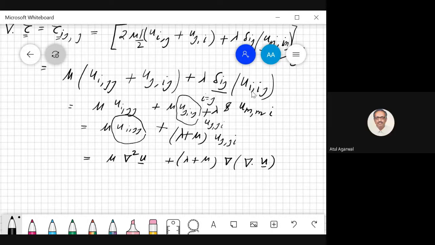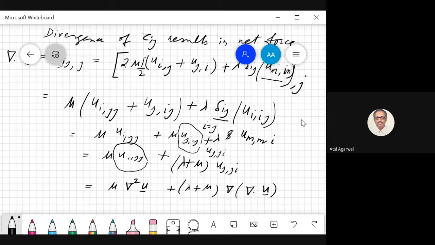From where you want the change? Look, i is a dummy index. You can call it m instead of i. And this delta ij, I have replaced delta ij into j. So one has to get knocked out. So I equated i equal to j and replaced j with i. Okay, sir.